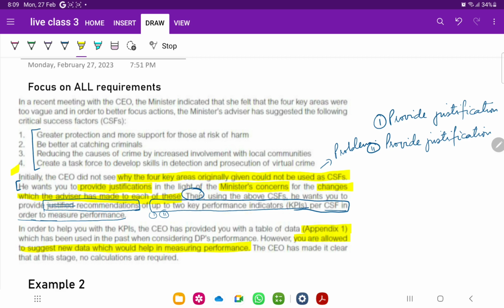The CEO made it clear that at this stage no calculation is required. Now, why is the examiner mentioning this? See, the examiner usually mentions a few things if he has experienced those problems in the past. So maybe there are a few times when the examiner has seen students do unnecessary calculations in such requirements. So that's why the examiner is saying that, hey, don't do this at this part of the question, right? So try to keep these things in your mind whenever you are writing your paper, right?